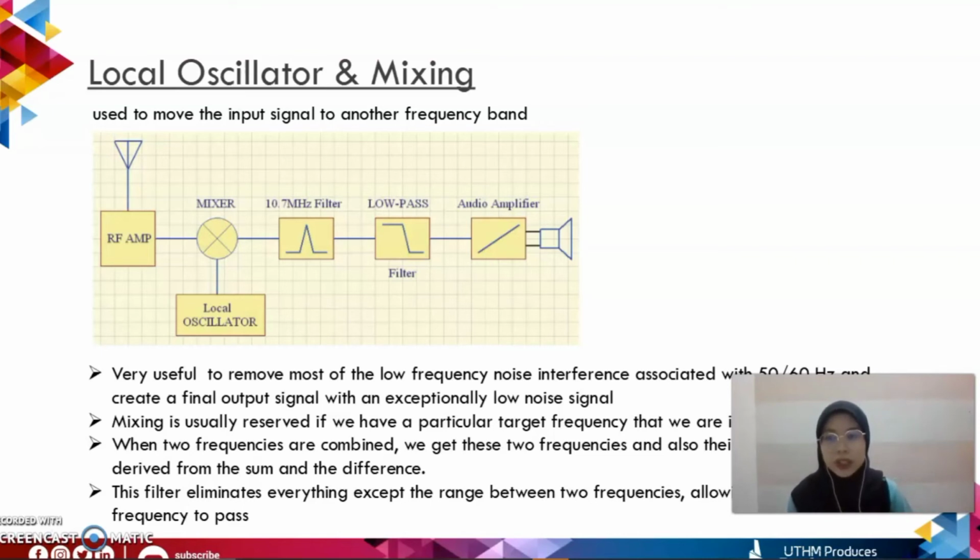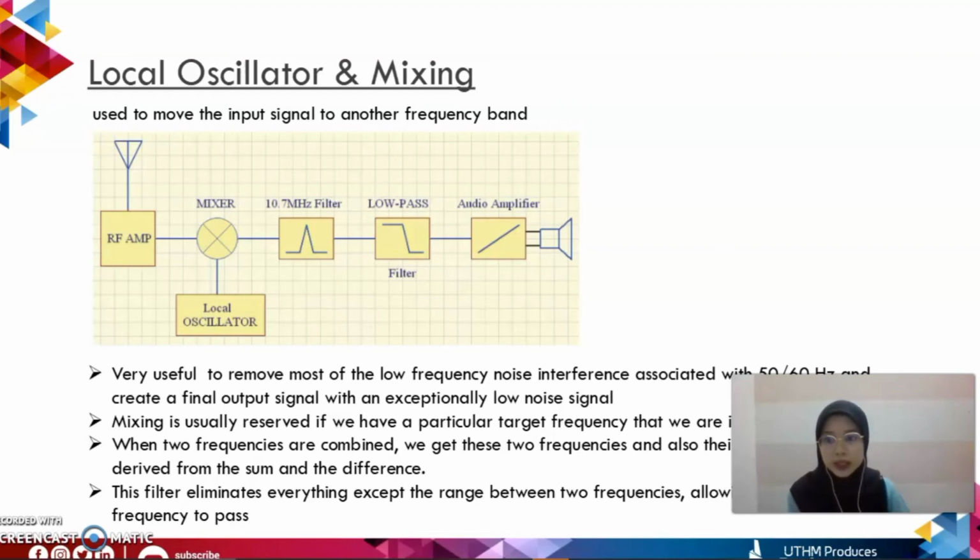And now I will continue on question 2, gathering the information to decide the best solution to enhance the SNR output. Next is the local oscillator and mixing. This is used to move the input signal to another frequency band. Local oscillator and mixing is very useful to remove most of the low frequency noise interference associated with 50 and 60 Hz and create a final output signal with an exceptionally low noise.